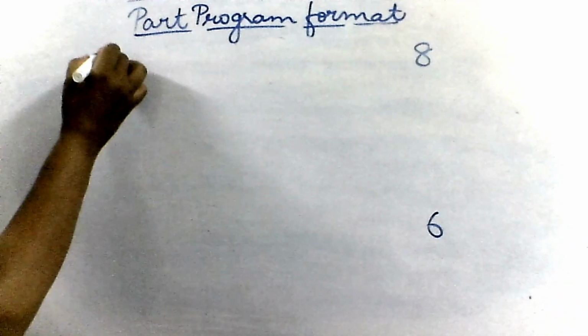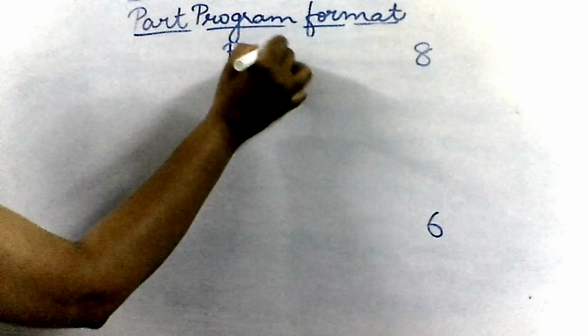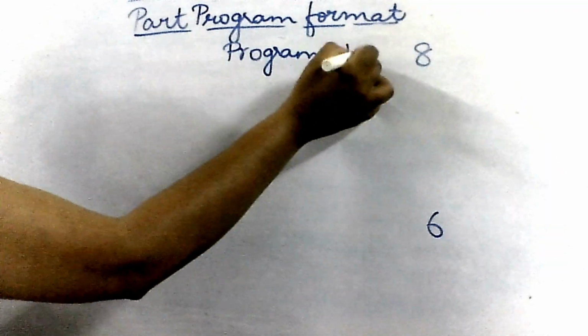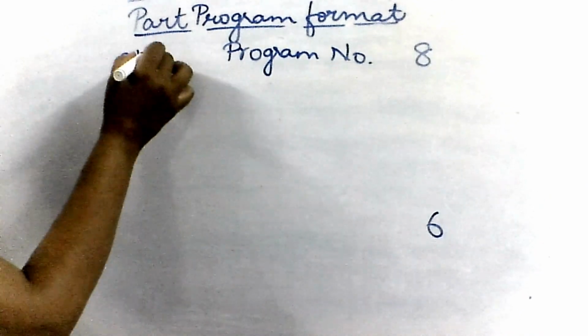To begin with, first you are going to mention the program number. This program number is any 5-digit number. So I write 0, 1, 2, 3, 4.